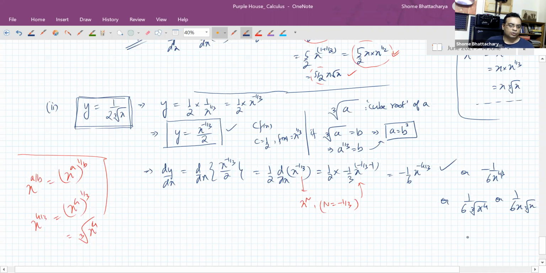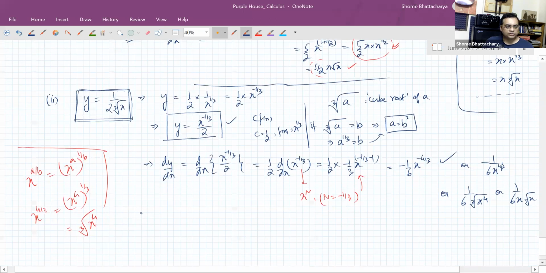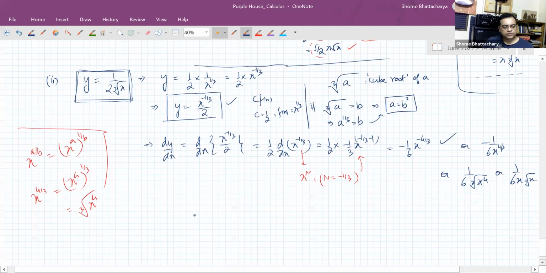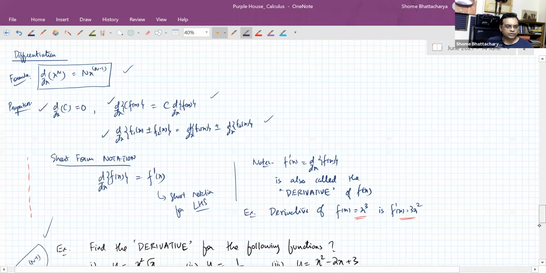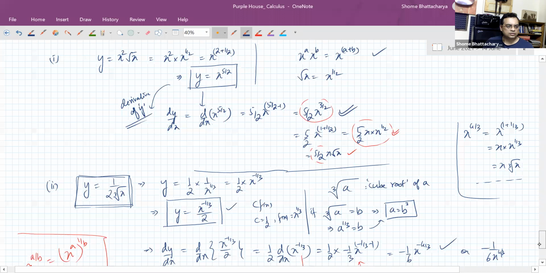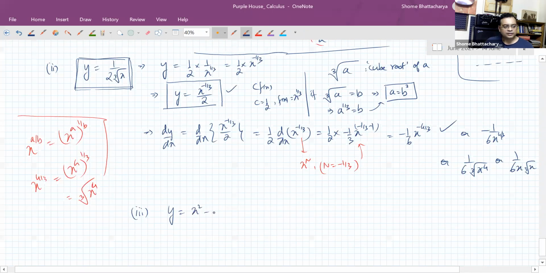The more common type of applications are like the last part of this question, where I just gave you a simple quadratic function to differentiate. It was x square minus 2x plus 3. So this is more like an everyday kind of problem that you'll be seeing in physics.